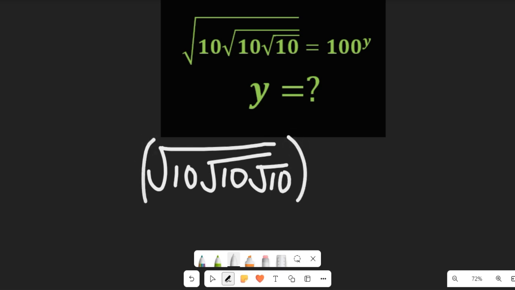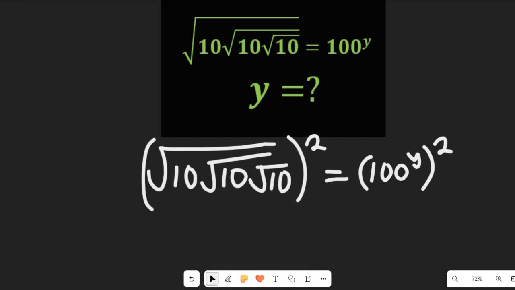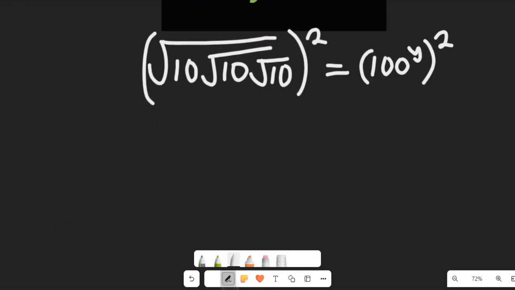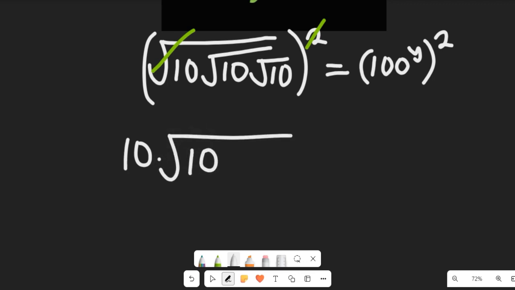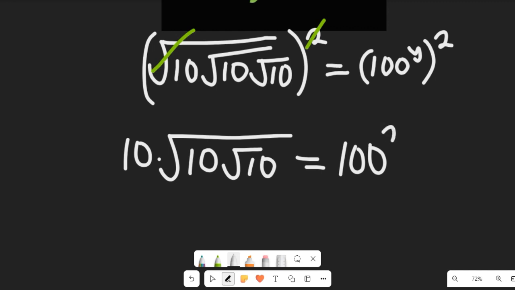So if we take the square of all these, whatever we do to the left hand side we will equally do to the right hand side. So this will be squared. That expression will automatically clear the root, and we'll be left with 10 multiplying the square root of 10 multiplied by the square root of 10, and this will be equal to 100 to the power of 2y, because the two exponents will have to multiply.